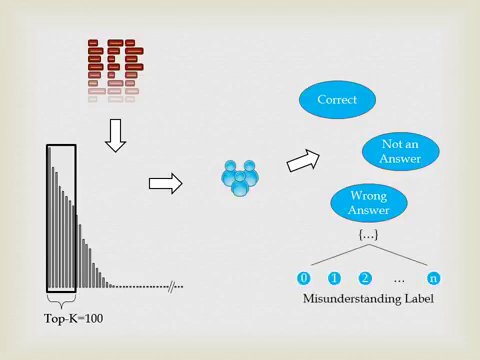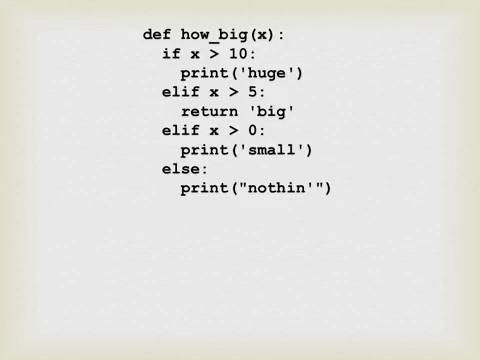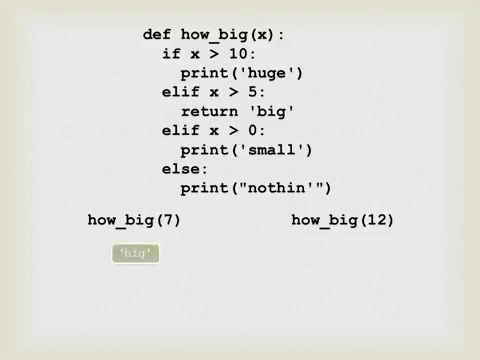Let's make this more concrete by going to an example. Here is some code students are presented, and here are two assessments students are given, testing their code reading comprehension by asking them what they think the Python interpreter would print out. The correct answer for the first is "big" with quotes.